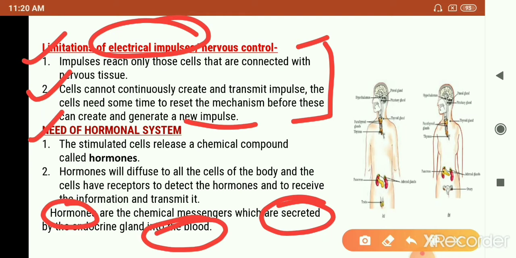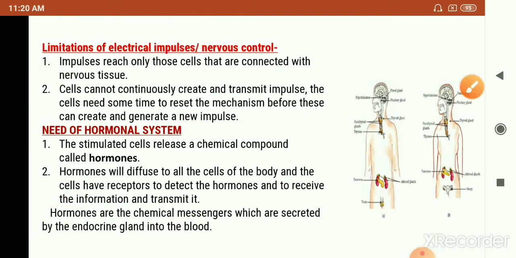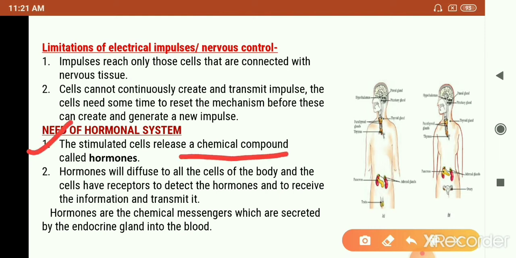The first advantage is that once the cells of the endocrine glands are stimulated, they start releasing hormones, and they will be continuously releasing the hormones. In the case of the nervous system, just now I said that the transmission cannot be continuous. After one transmission, the entire mechanism has to be reset, but this is not required in the hormonal system. The stimulated cells will continuously release hormones.